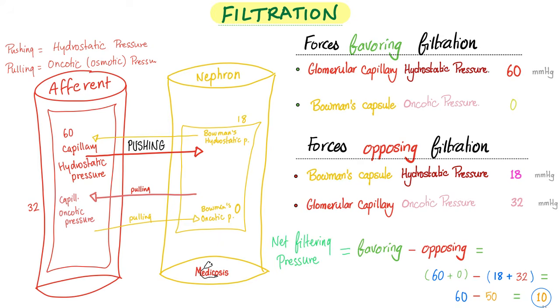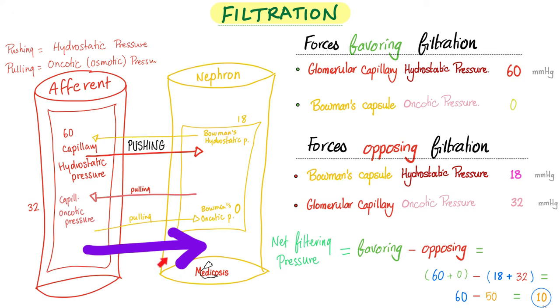Net filtering pressure if I'm trying to move from here to here. Look at this arrow, which is capillary hydrostatic pressure. Are you with me or against me? With me. So it's a positive number. How about you? With me. It's 0. It's also positive here. So 60 plus 0, that's on one side. Who are the forces that are against me?